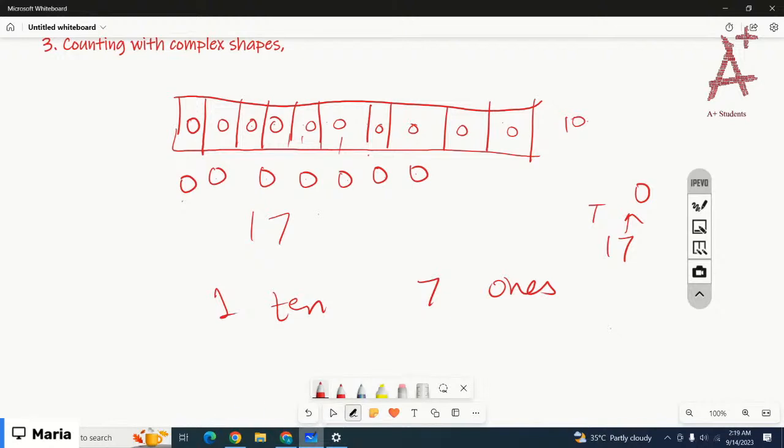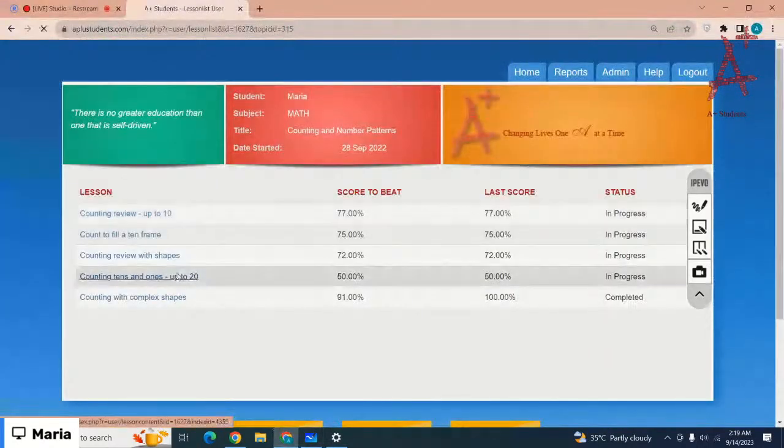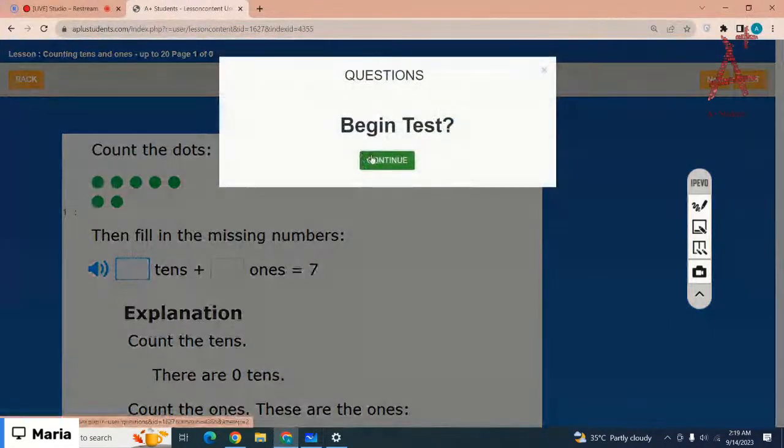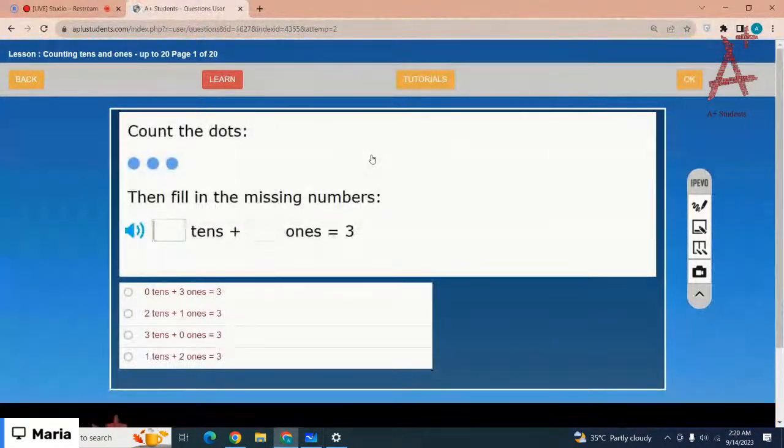Okay, let's just start with the practice questions. Let's go to the lesson counting tens and ones and start with the test questions, right? Okay, count the dots. How many dots do we have? Just count and write the answer in the chat box. How many dots do we have?